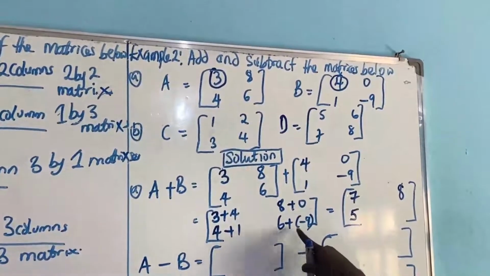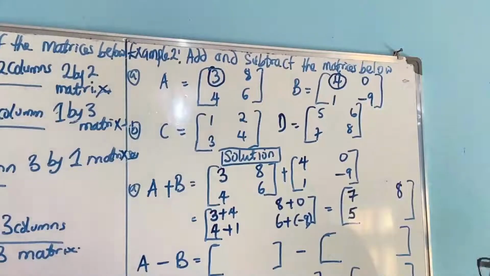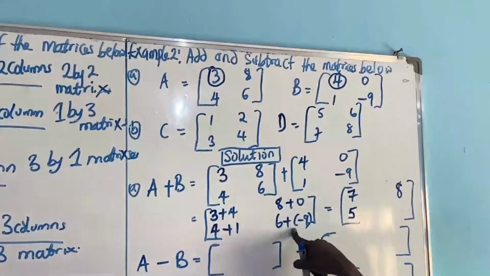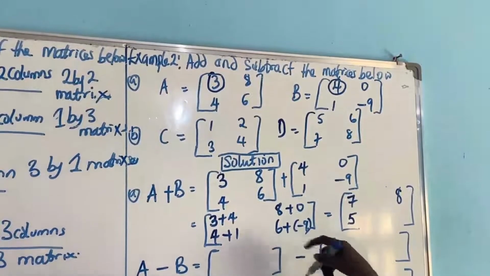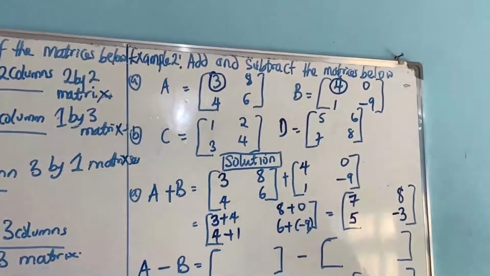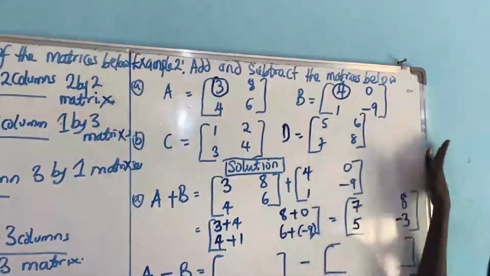So we have here 8 plus what? Minus 9, which is what? 9, 6. Okay, sorry, 6 plus what? Minus 9, which is what? Minus 3. So this is in the second row and second column. So our minus 3 will also be in the second row and what? And second column. You see, I've taken my time to explain A plus B.